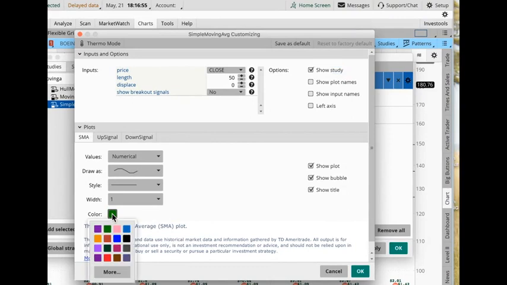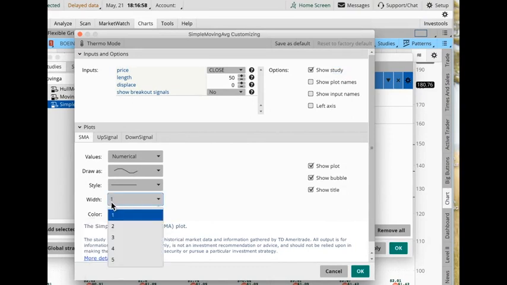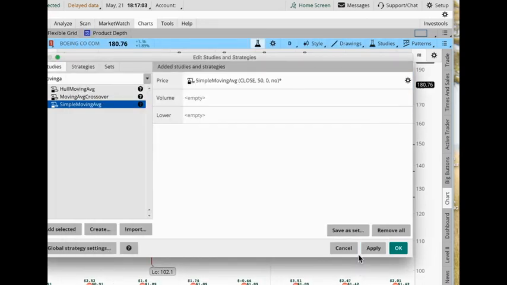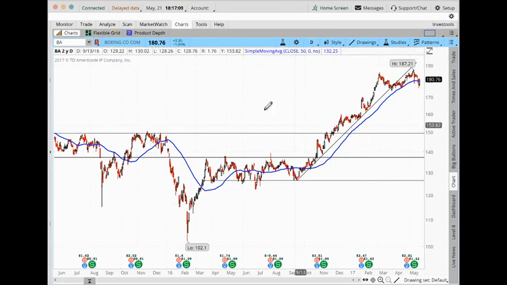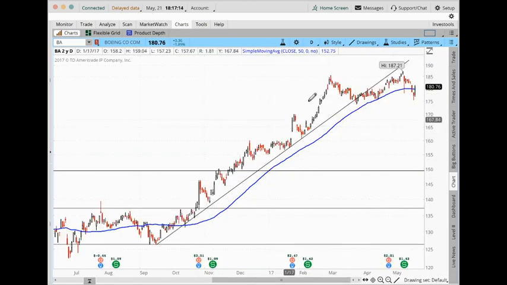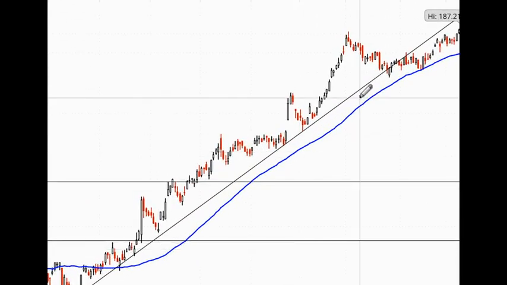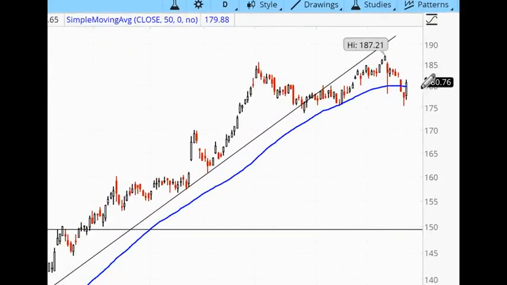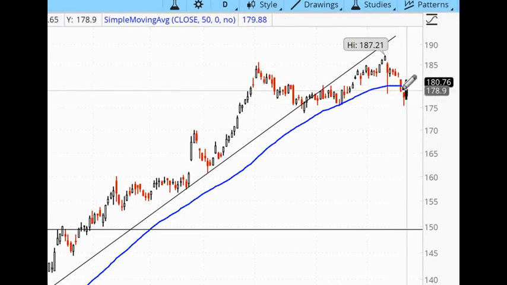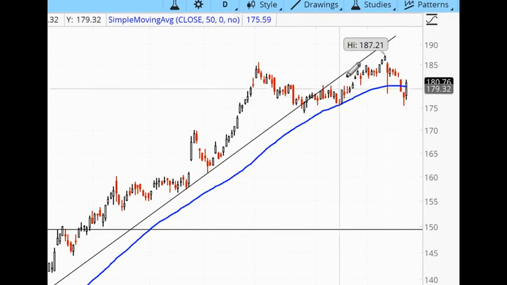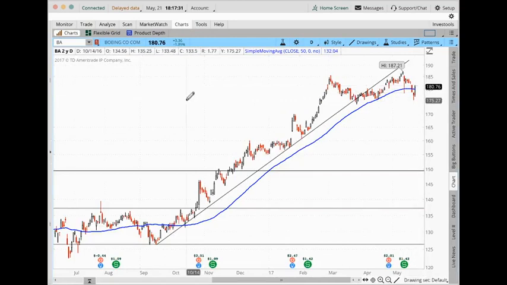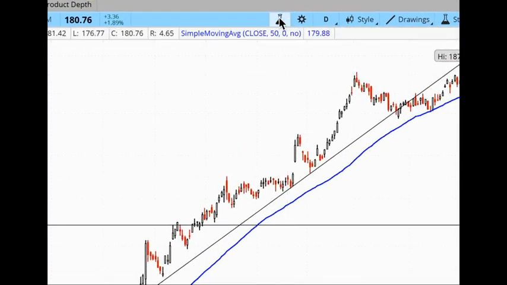And for 50, I love to use blue and width 2. So when I click OK, what happens? There we go. So I have my 50 moving average. As long as the price is above the moving average, it's sloping up, that is an uptrend. Now over here, look at what's happening. The price is going below the moving average, it's sloping down. So this could be a change in trend. So this would be a scary time to go long. Okay, let me put in more moving averages.